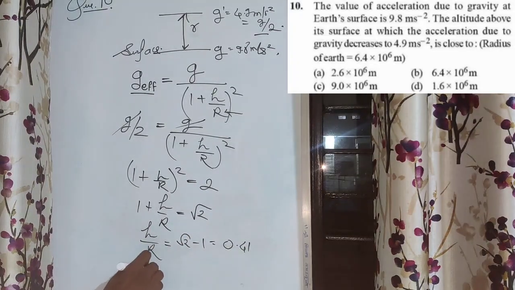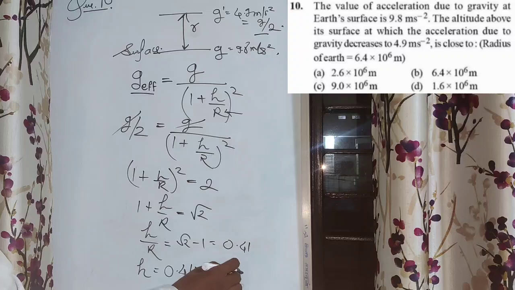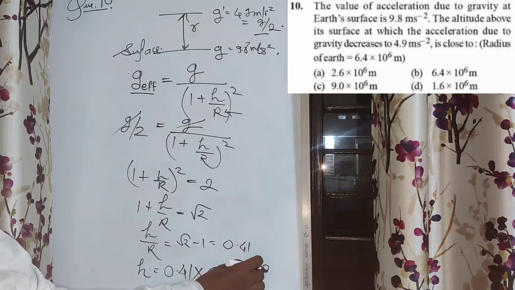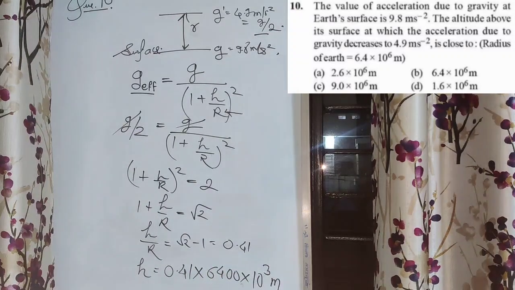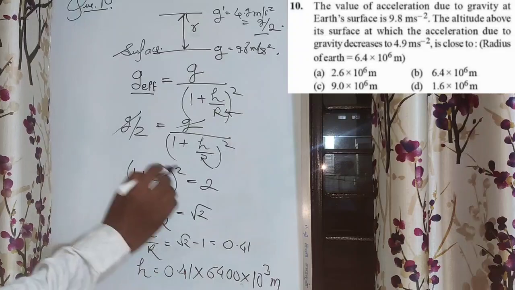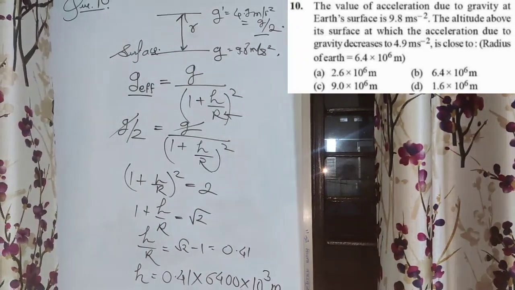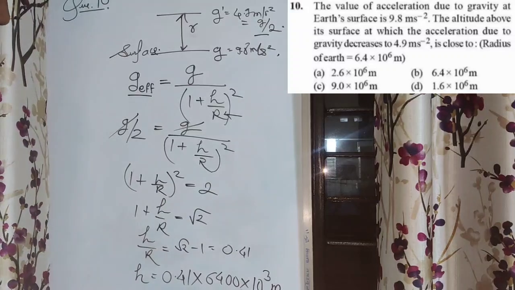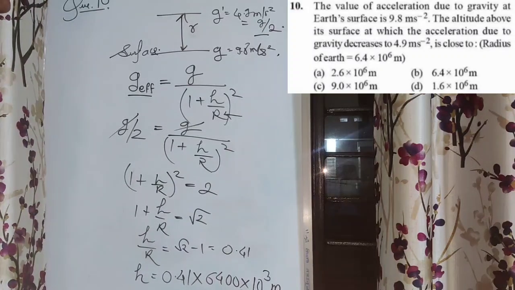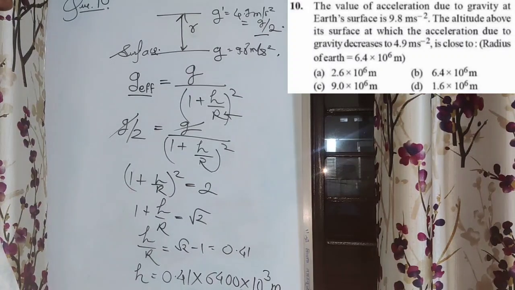And h is equal to 0.41 times 6400 kilometers, or we can write 64 into 10 to the power 3 meters. Finally, we will get the answer as 2.6 into 10 to the power 6 meters above the Earth's surface. This is equal to r, what we are finding. This is the answer to our question.